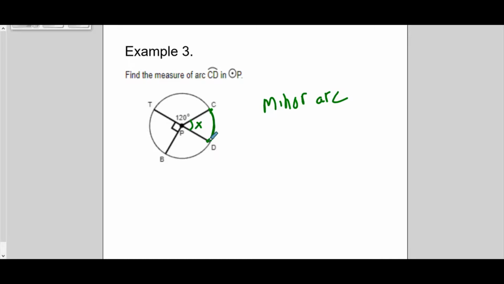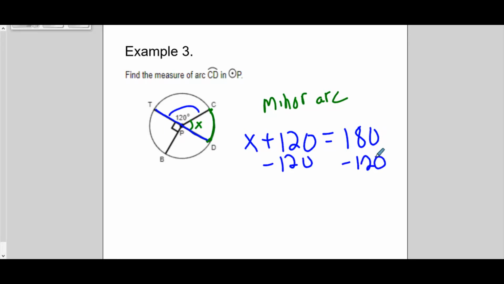So thinking about angle pairs, notice I have X and 120 forming along this line, TD. When I have two angles forming along a straight line, those angles add up to 180. So what I would say is X plus 120 equals 180. And I would solve this for X. I'm just going to subtract 120 from both sides of the equation. So this would be X equals 60.